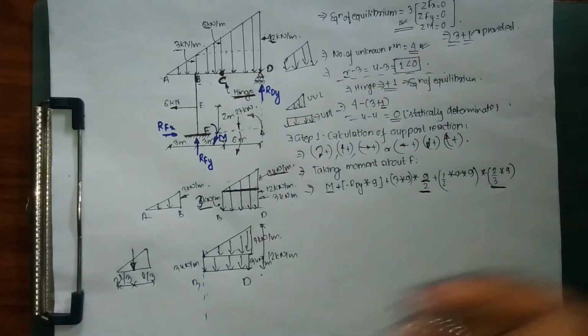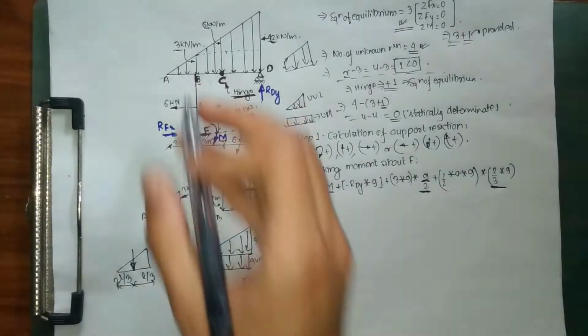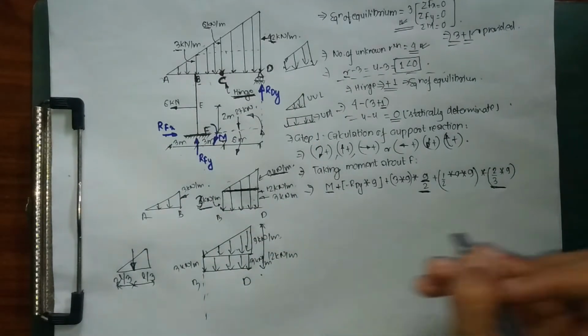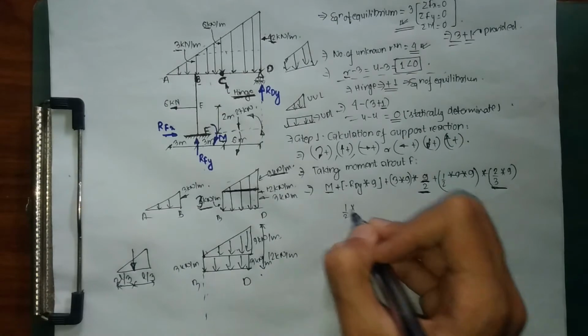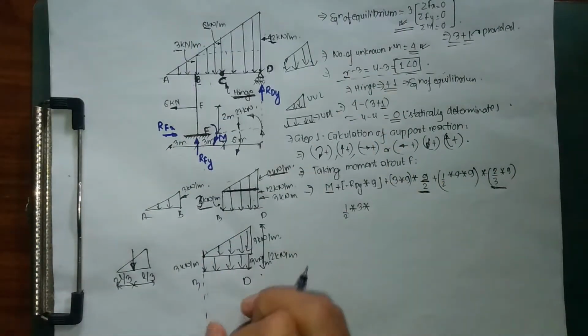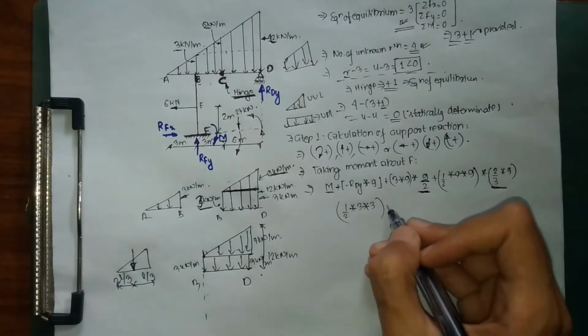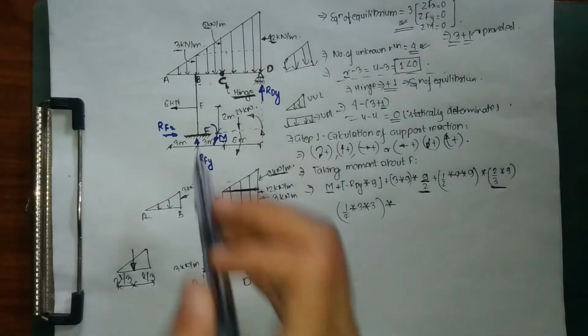Our member AB is also going to produce some sort of load. So for our member AB, we have another UVL of 3 kN per meter. Let me first convert it into a point load: 1 by 2 into 3, where 3 is my height, 3 kN per meter, while my base is 3. So 1 by 2 into 3 into 3, into now for my distance.